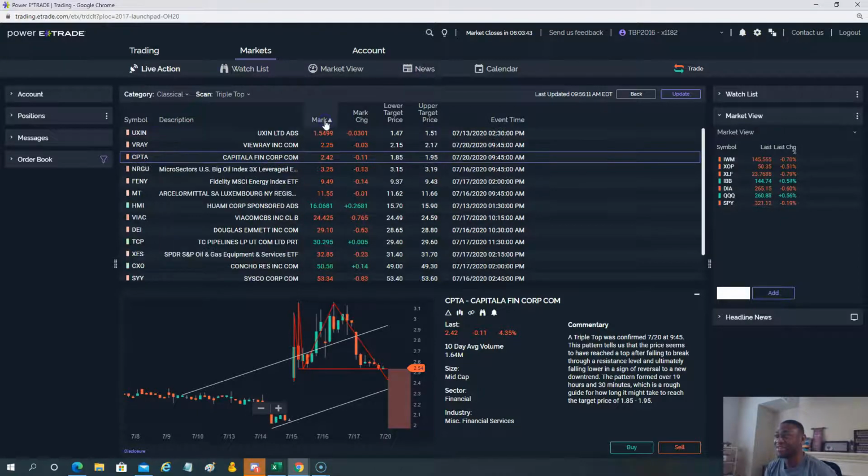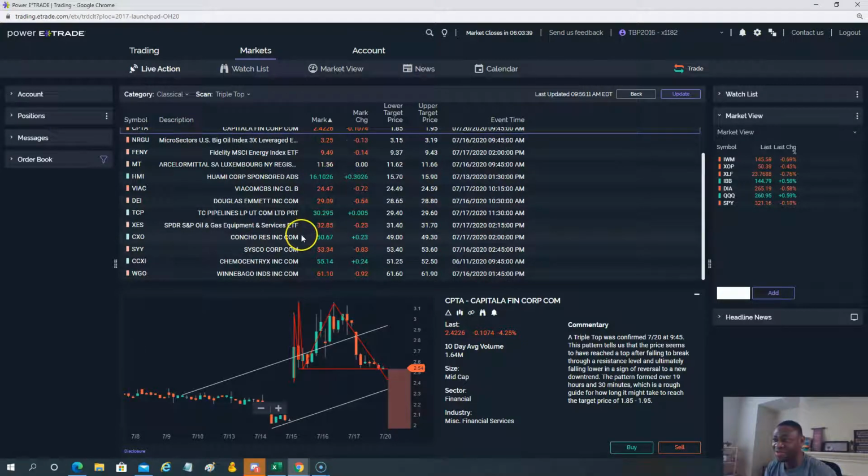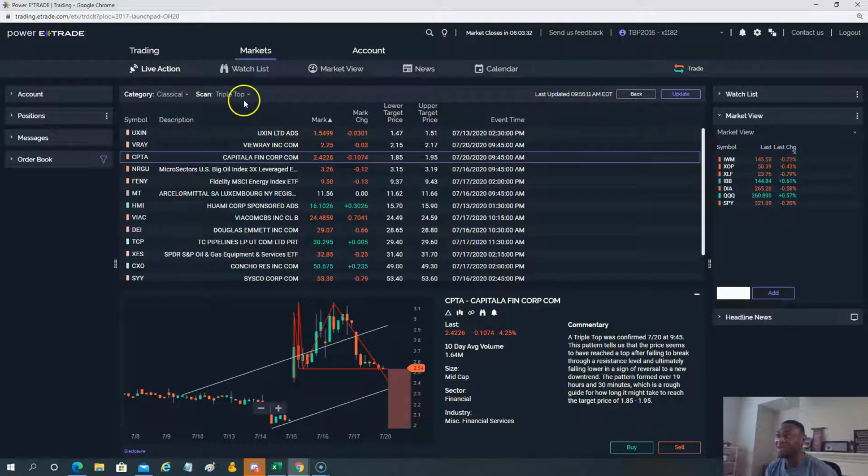So we scan here. What stock of value might we know? I don't know any of these stocks. So triple top, 1, 2, 3. The target price is $8. Okay, thanks. I will pass. Forget triple top.